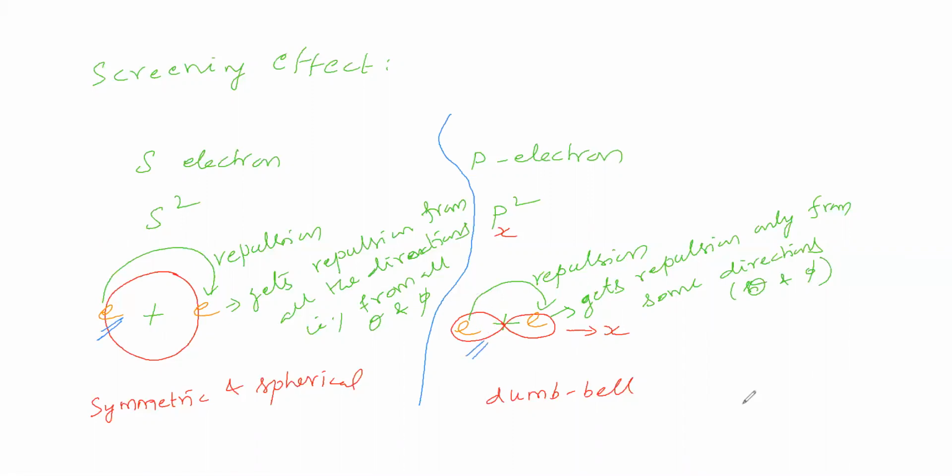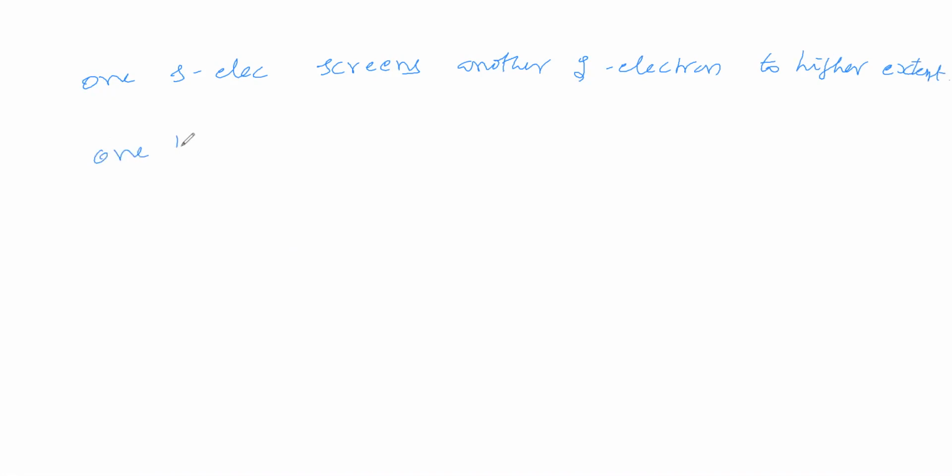So from this point we can conclude that one s electron screens another s electron to a higher extent, and one p electron screens another p electron to a lesser extent. So one s electron screens another s electron to a higher extent, but one p electron screens another p electron to a lesser extent.